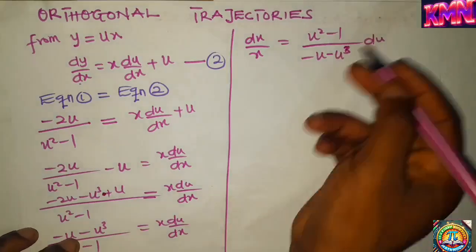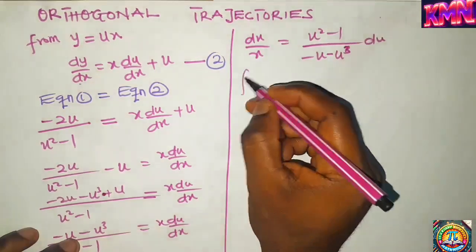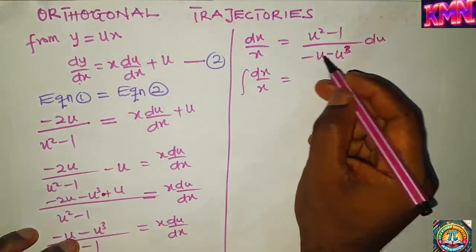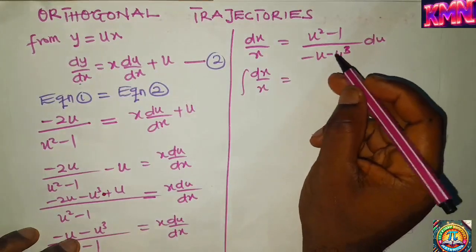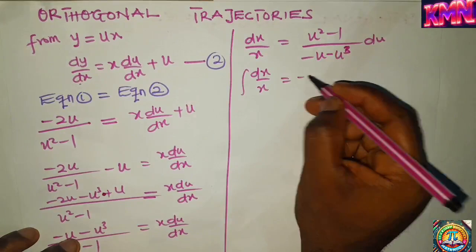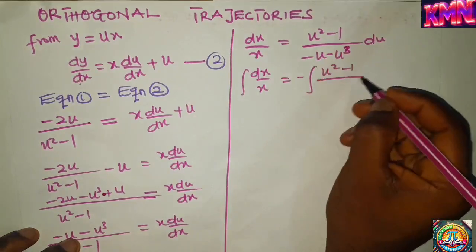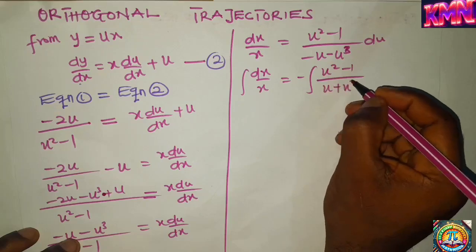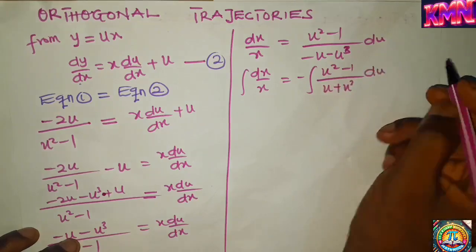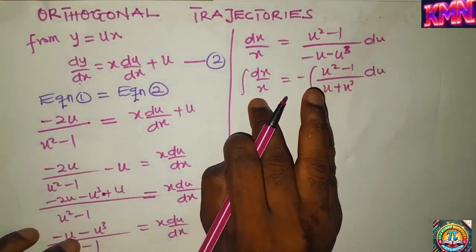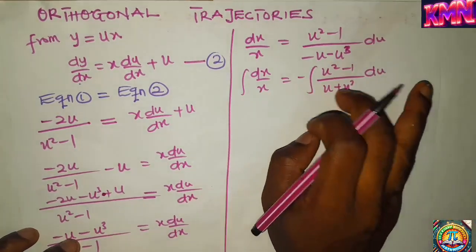Integrating both sides, the integral of dx on x equals, let me factor the negative out of the denominator, negative integral of (u squared minus 1) on (u plus u cubed) du. So this is clear, it's easy for us to find. We know this is going to give us ln x, but we need to take this side.